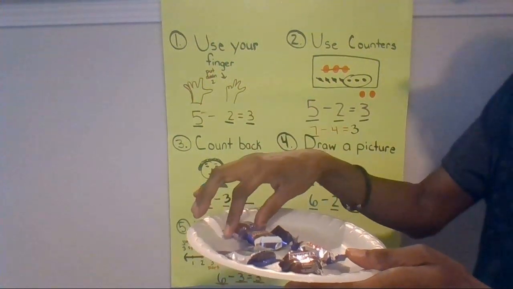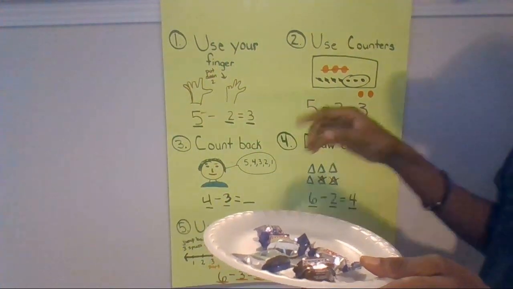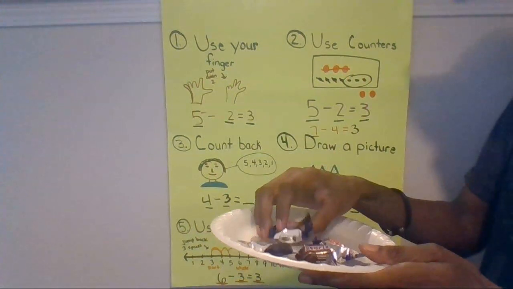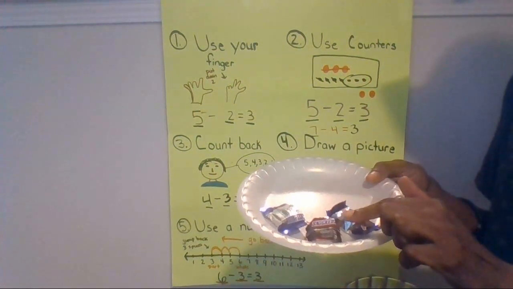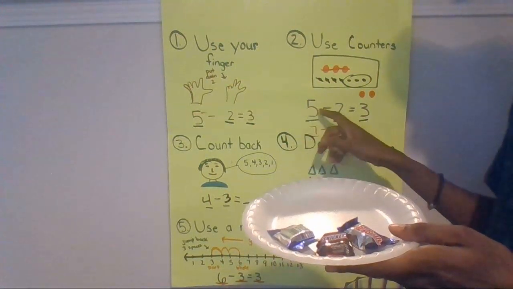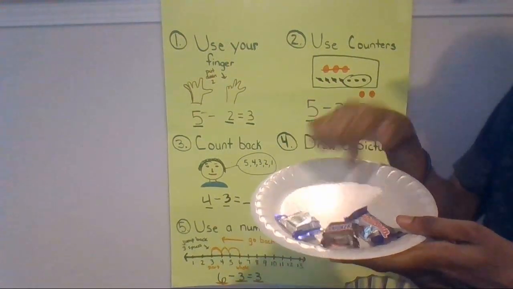All right, let's take away that part. We're taking away how many again? 2. 1, 2. Now, this is the other part we're looking for. How many is that? 1, 2, 3. So 5 take away 2 leaves me with 3.